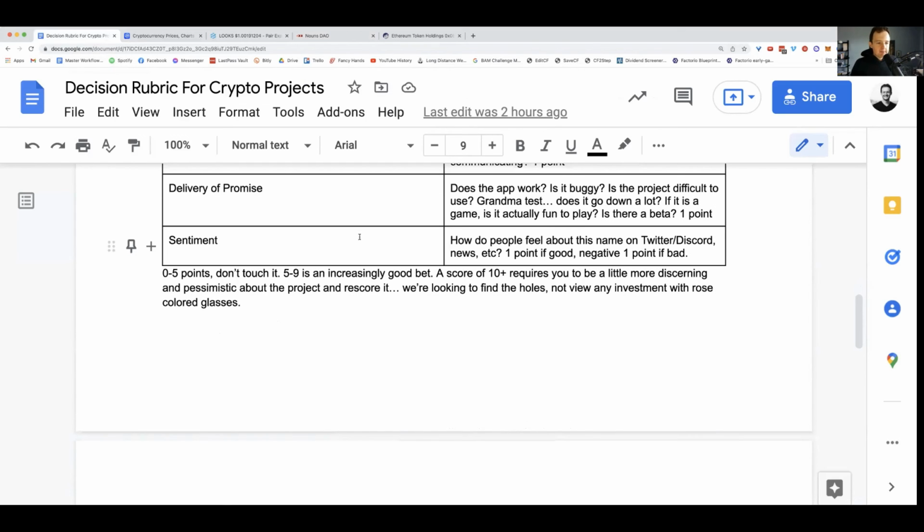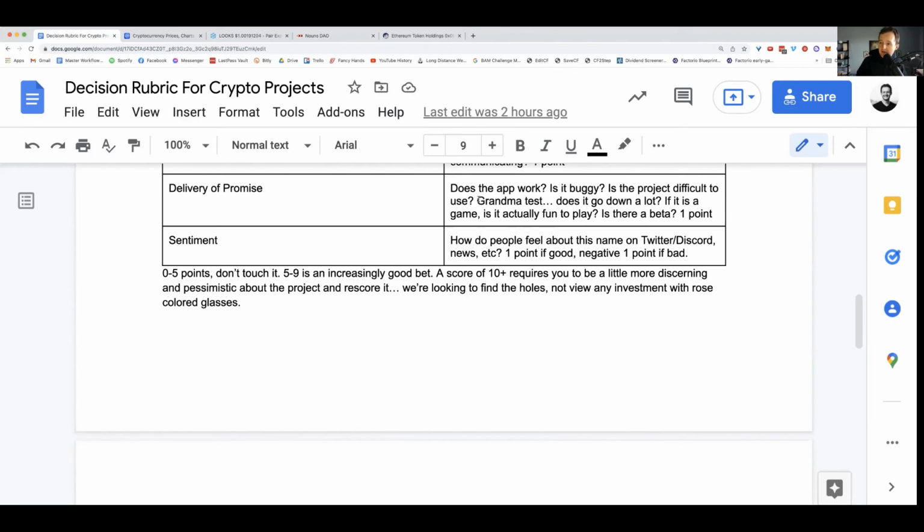Great. Then finally, two more: delivery of promise and sentiment. We talked about this in the community tab. Does the app, or the project, work? Is it buggy? Is the project difficult to use? I like to think of the grandma test. Could my grandma figure this out? If I gave her the website and the instructions, could she make it work, or would it be too crazy? If it's a game, is it actually fun to play?